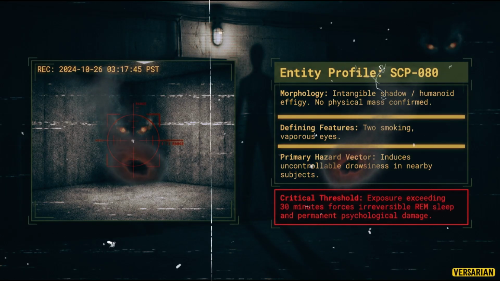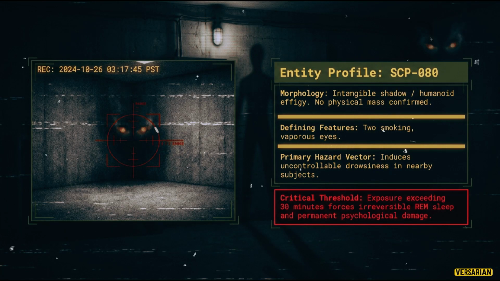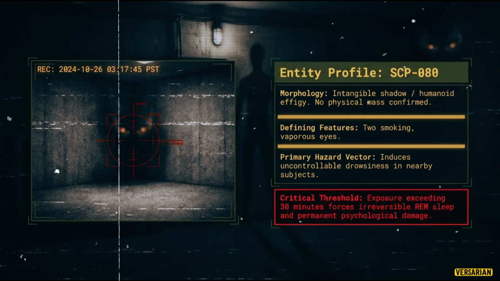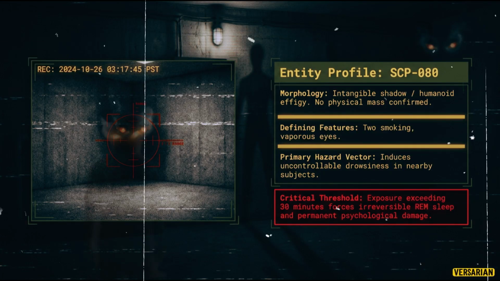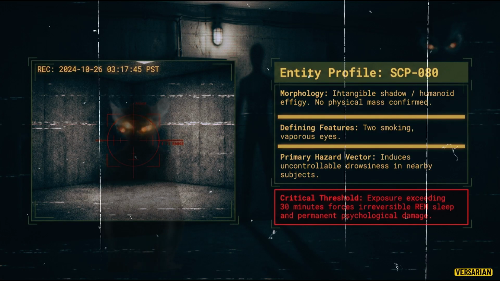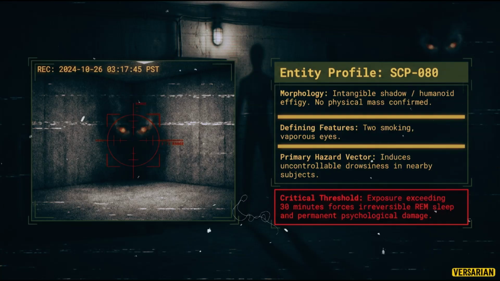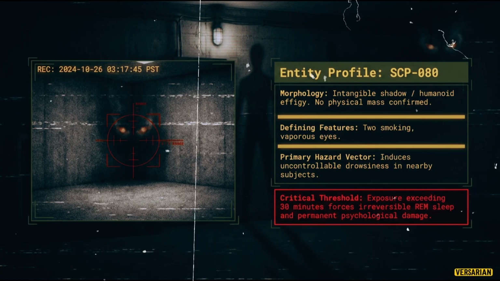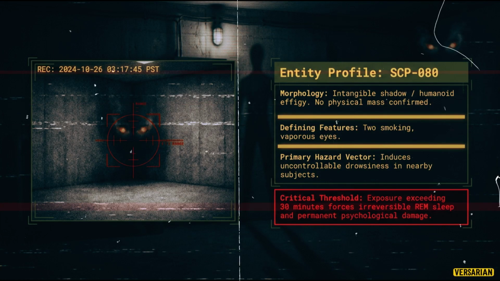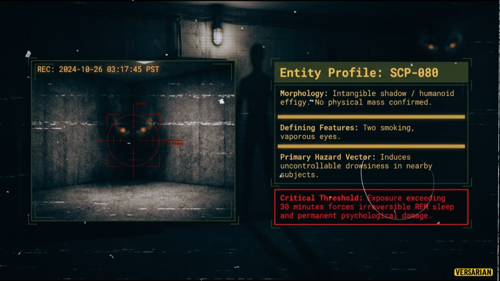It's deeply unsettling to look at, sure, but its appearance is merely a precursor to its actual anomalous properties. Now, what's really interesting about this anomaly is its primary weapon, a lethal REM sleep induction hazard. Anyone who walks into that chamber, or even just observes it from behind reinforced glass, gets hit with an uncontrollable drowsiness. Give it about 30 minutes of exposure, and the observer is forced into an inescapable slumber. And trust me, the psychological damage that follows is completely irreversible.